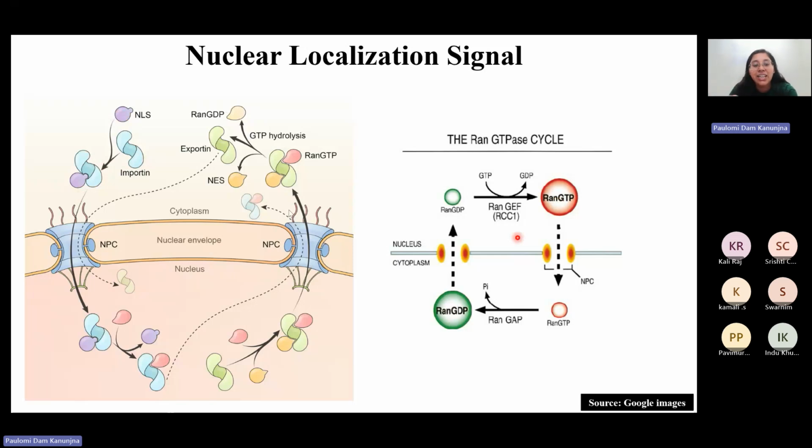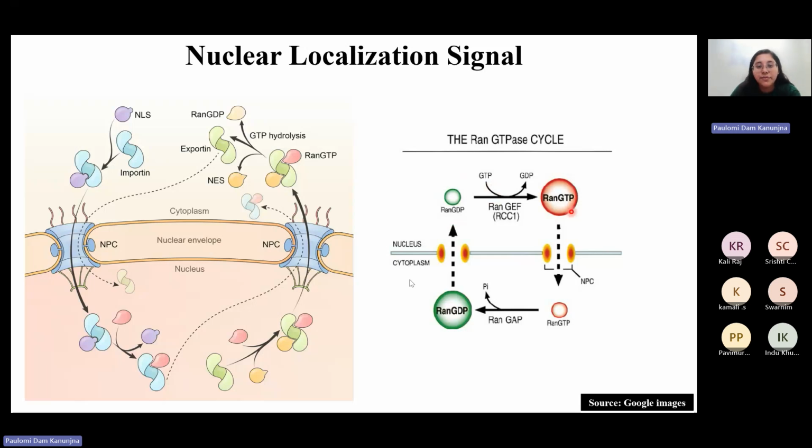So when it is RAN GTP, it is in the nucleus. When it is RAN GDP, it is in the cytoplasm. Here you can see, if RAN GDP is there, it is mostly in the cytoplasm. If RAN GTP is there, it is mostly in the nucleus. That's how it's supposed to be.